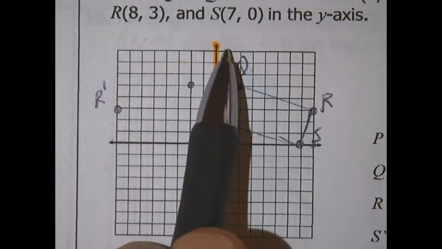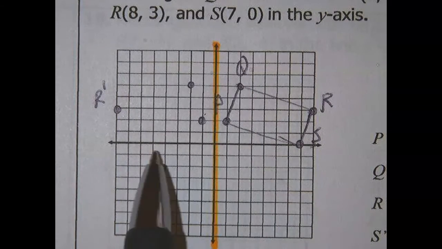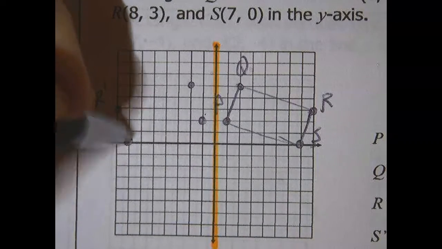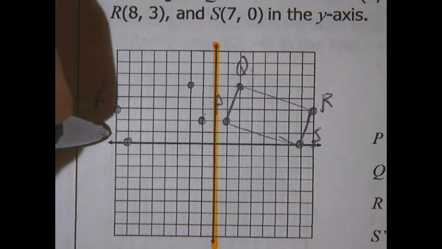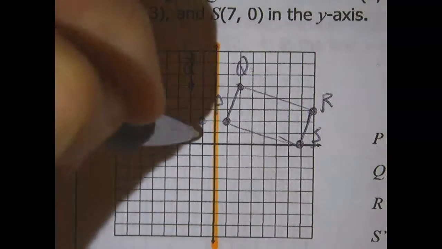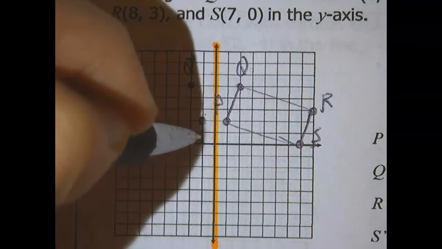So S, we know, was at 7, 0. So we've got to go to negative 7, 0, which if you count, it's right there. And now let's name them. So this is my S prime. This is my Q prime. This is my P prime down here.